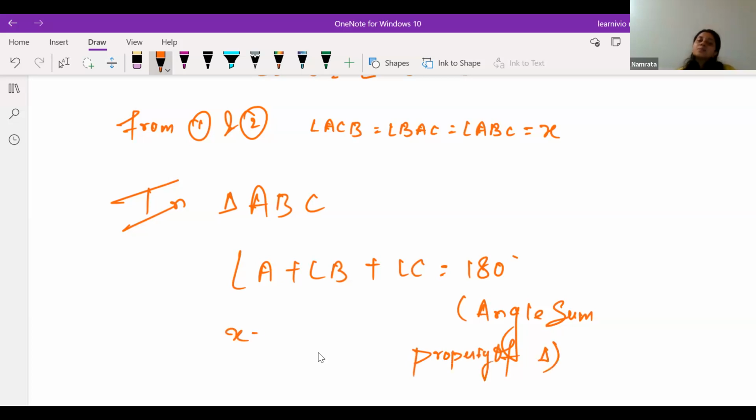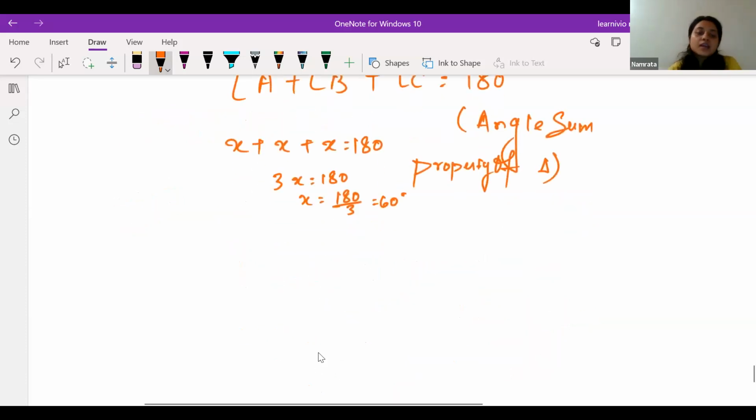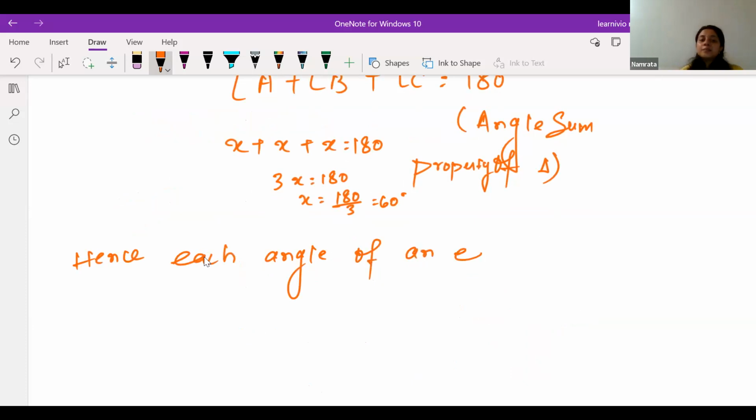Here we can say x plus x plus x is equal to 180. That means 3x is equal to 180. From here we got x equals 180 by 3, that means 60 degrees. So the x value we got is 60 degrees. That means each and every angle will be 60 degrees. So we can say, hence, each angle of an equilateral triangle is of 60 degrees.